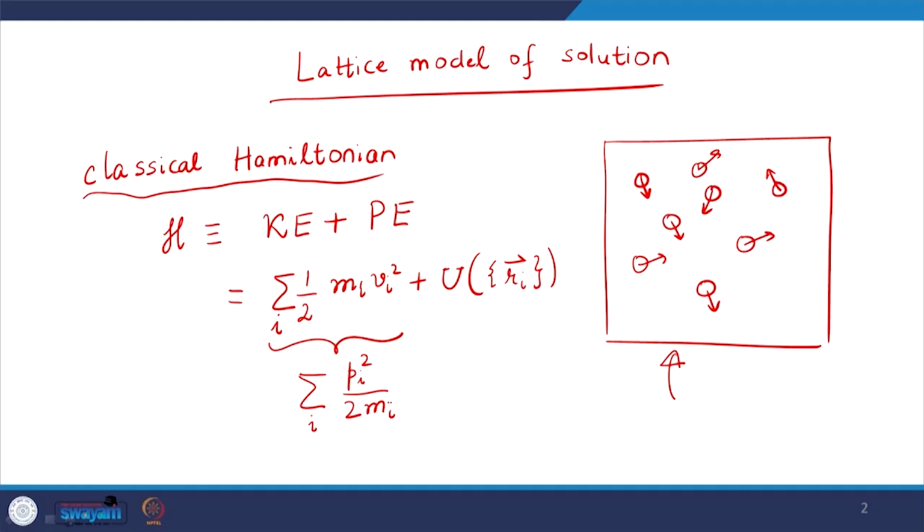And the reason we prefer that representation is that I can then write the first term, that is my kinetic energy term, as some function of the momentum variables, right? So the way to think about it is there are two kinds of variables that characterize the system. One is the momentum of particles and the second is the positions of the particles, right?